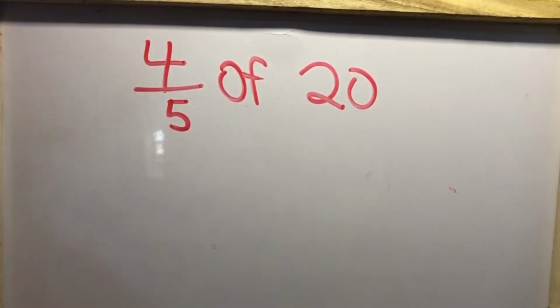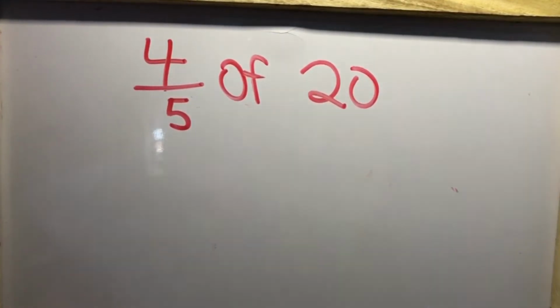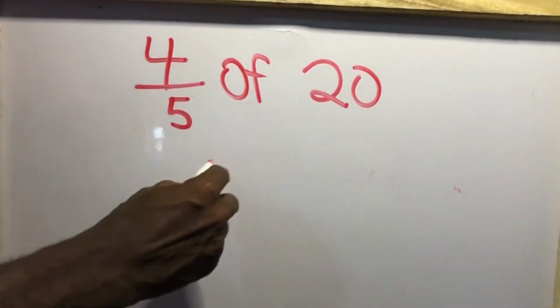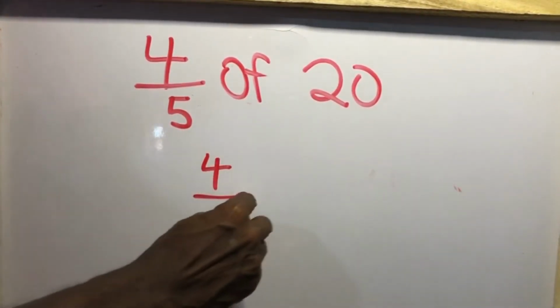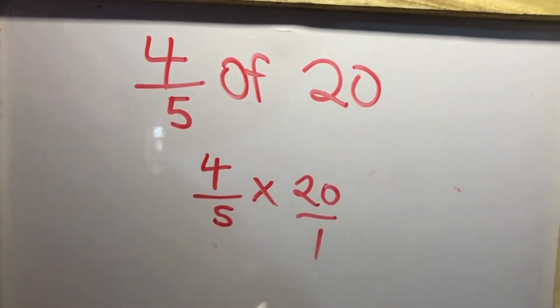So today I want to just solve this simple fraction, which is 4 over 5 of 20. Now in Maths, "of" actually means multiplication. So if you want to solve this simple question, you just have to do something like this: 4 divided by 5 multiplied by 20 over 1.